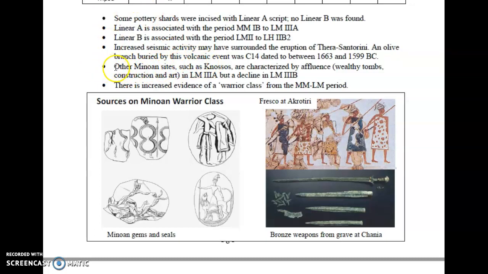We also have other Minoan sites, such as Knossos, being characterized by affluence. So we have wealthy tombs, construction and art happening in this period, which is the Late Minoan 3A, but then it's declining in the Late Minoan 3B. And finally, there's this increased evidence of a warrior class from the Middle Minoan to the Late Minoan period.